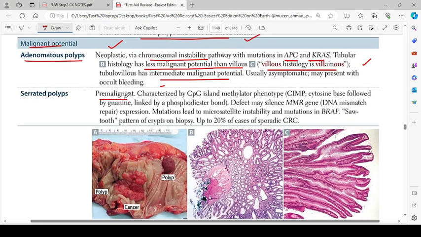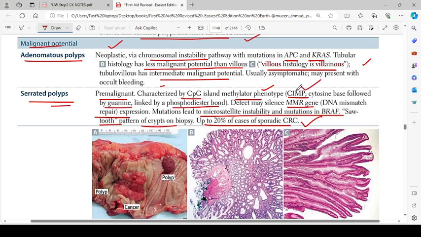Serrated polyps are pre-malignant, characterized by the CpG island methylator phenotype, CIMP. Cytosine base is followed by guanine and linked by a phosphodiester bond. Defects may silence the MMR gene, the DNA mismatch repair gene. Mutation leads to microsatellite instability and mutation in BRAF, with a sawtooth pattern of crypts on the biopsy. Up to 20% of sporadic colorectal cancer cases have serrated polyps with a deleted MMR gene and the CIMP phenotype.